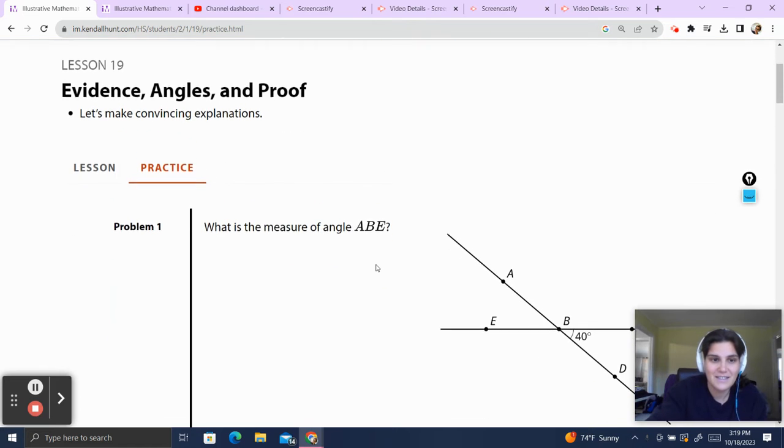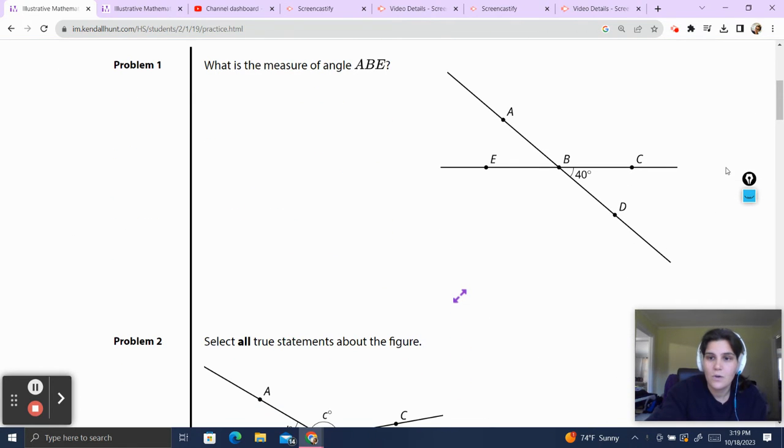All right, let's get started. Problem 1. What is the measure of angle ABE? So first thing, ABE, we want to know this guy right here. If we have angles that are across from each other, they're called vertical angles, and they are always the same measure. So this is 40 degrees. And we're done. Let's go on to the next question.